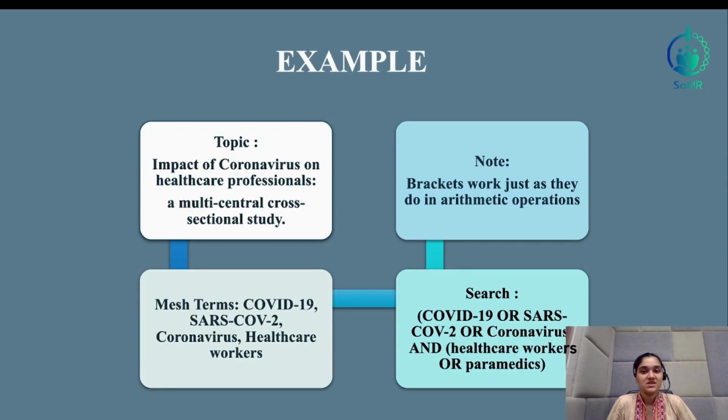So mesh terms are basically synonyms. Then you put all the similar terms in one bracket. You take COVID-19, SARS-CoV-2, coronavirus, and you write OR, because they essentially mean the same thing, right? You can have either of them, and that will be great. You don't need a research paper with all these terms. If any one of them has COVID-19 or SARS-CoV-2, you can use it. So that's why we use OR and not AND. I hope everyone understands the difference between OR and AND.